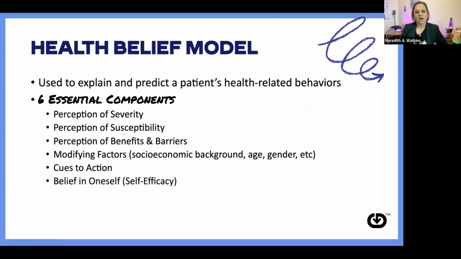The next model we're going to talk about is the health belief model. This is another patient-centered model that is used to explain and predict a patient's healthcare-related behaviors. Now, there are 6 essential components, and you'll see that there's some overlap between these models. So the first is the patient's perception of severity. How do they perceive the potential illness or chronic disease that they might get? Do they think it's severe or not? If you're going to get a cold, that might not be very severe, but if you might get cancer, the severity would be higher. Do they perceive their susceptibility? How likely do they think that they are to get this illness or disease?